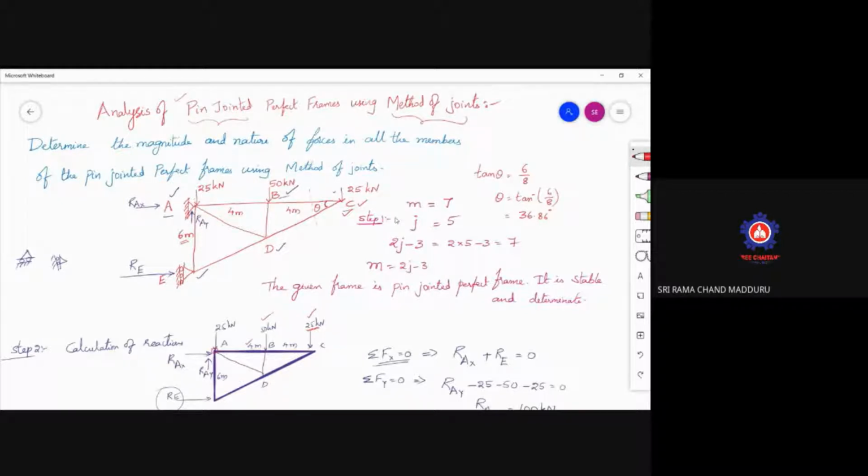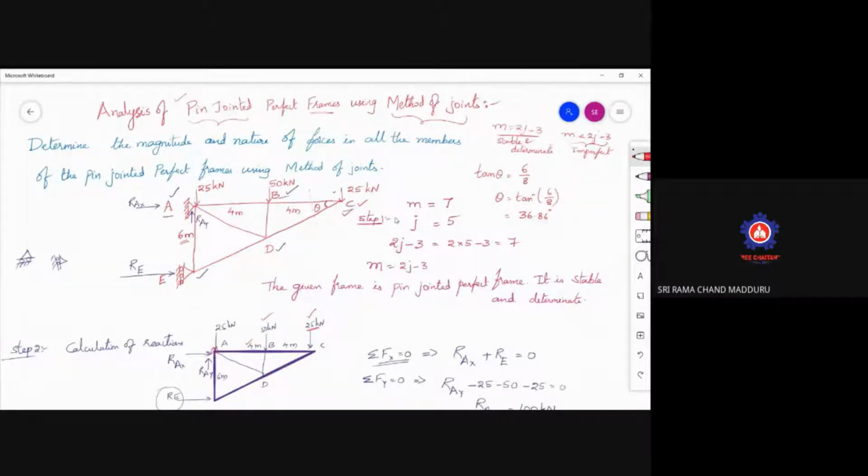So a frame can be perfect when m is equal to 2j minus 3. If m is less than 2j minus 3, then the structure is said to be unstable and it is imperfect. When m is equal to 2j minus 3, then this is said to be a perfect one, which is stable and determinate.